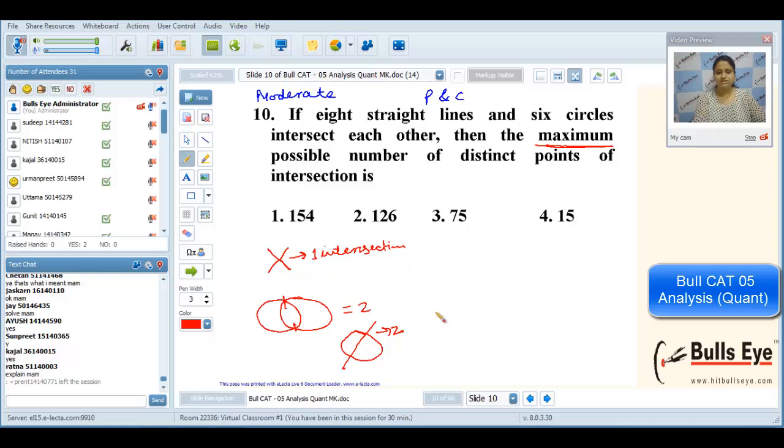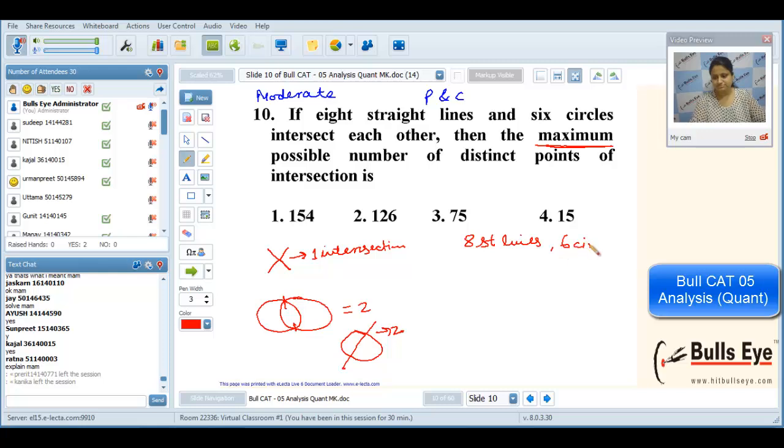If you have 2 circles and they are intersecting with each other, since the question is asking about the maximum number of intersection points, they will give you 2 intersection points. If you have a circle and a line, it will give you 2 intersection points. Now come to the question. See, there are 8 straight lines and 6 circles. We want to find the maximum number of intersection points.